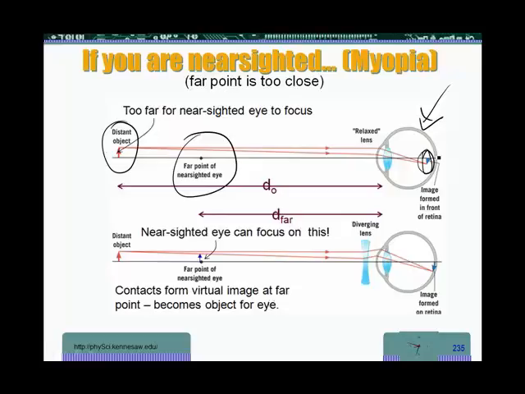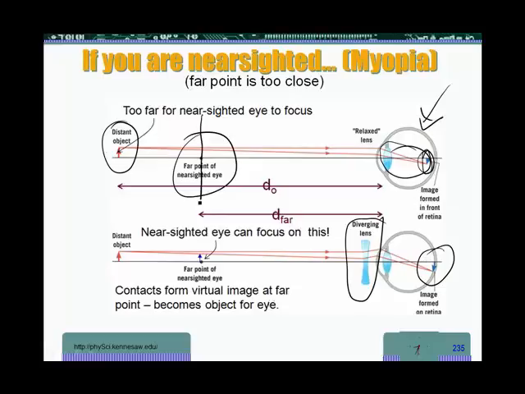The way to correct the vision of a nearsighted person is to add a diverging lens. What happens when you add a diverging lens? The lens is going to diverge these light rays and prevent them from focusing too fast. That way, it allows them to focus on the retina and make an image on the retina.